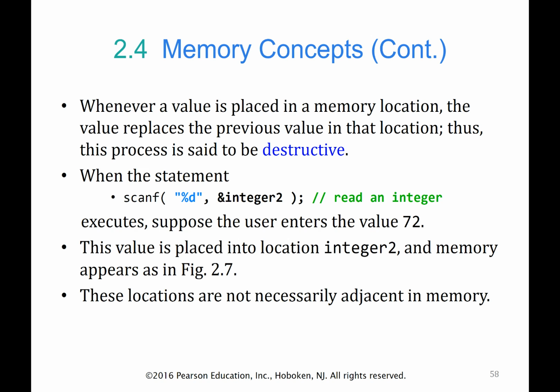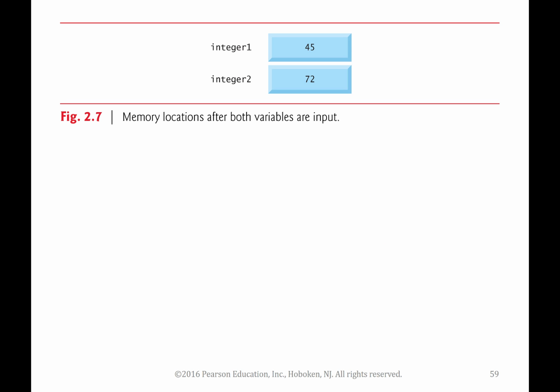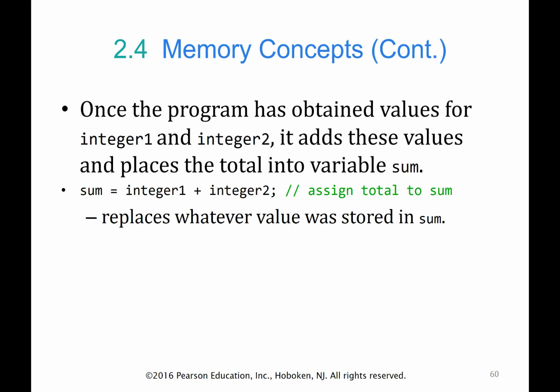Another note that this is kind of interesting. These locations are not necessarily adjacent in memory. That's not information you need to know at this point. Arrays are almost always adjacent, but that's it. So this just simply shows two addresses, locations and two values right there.